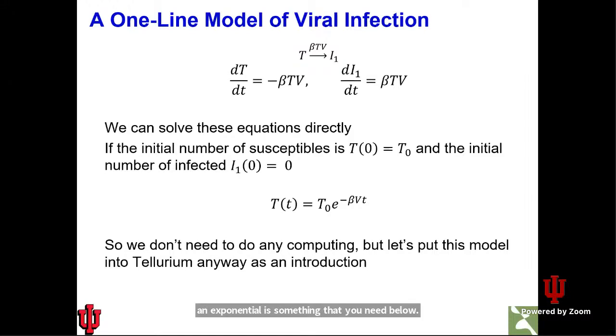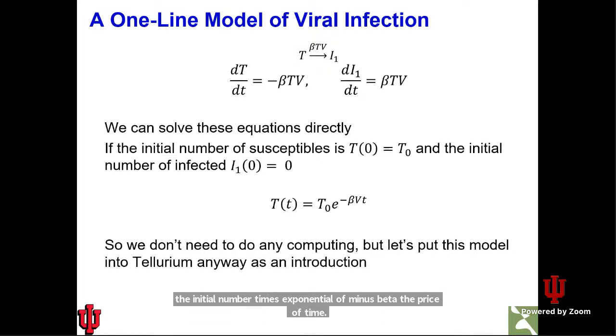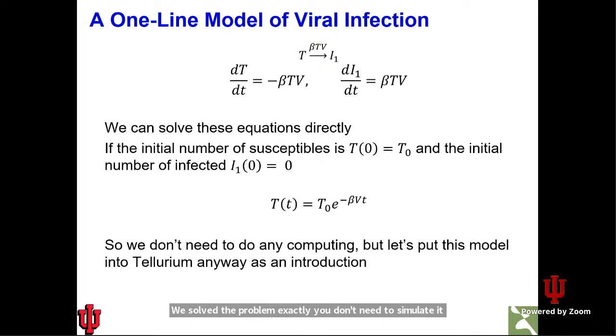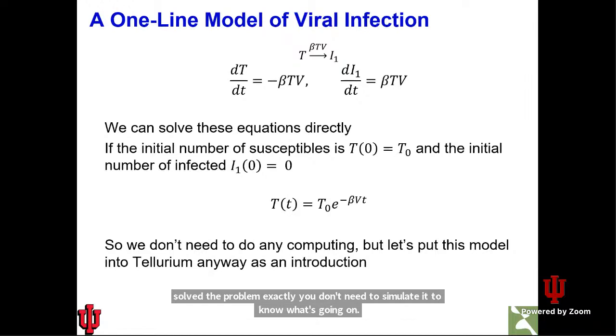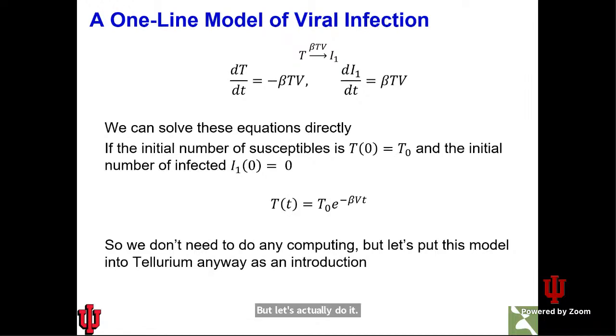If that's unfamiliar, I recommend looking at a basic calculus text. We're not going to use a lot of calculus, but at that level. So in this case, the number of uninfected individuals over time is the initial number times the exponential of minus beta V times the time. So we solved the problem exactly. You don't need to simulate it to know what's going on. But let's actually do it as an exercise, and that will be our first little project in class.